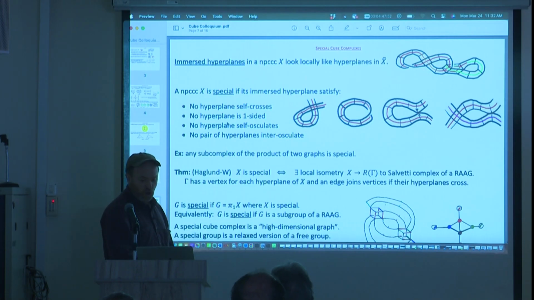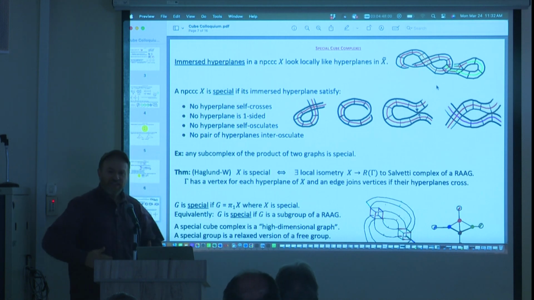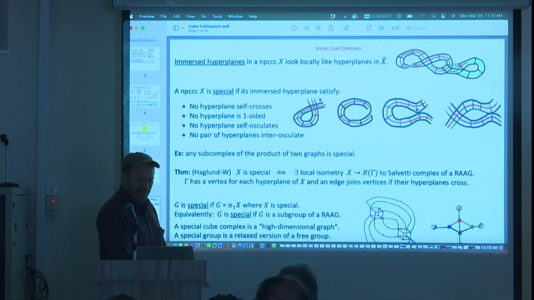No hyperplane self-osculates. It's a little bit of a harder definition. So not only are hyperplanes not allowed to crash into themselves, they can't even come close to themselves. Kind of kiss themselves is the word osculate that I learned in the footnotes in some calculus book 30 years ago. And I never used it until I met my wife.